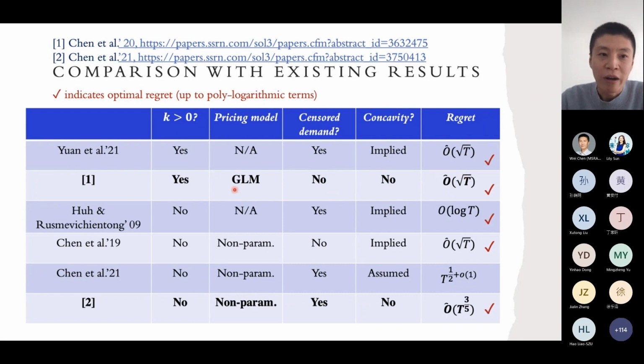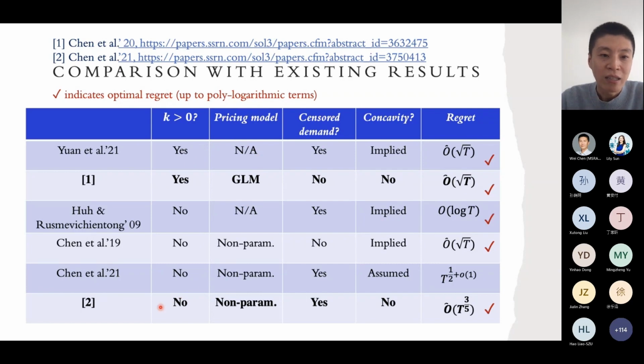And so this is in comparison with the previous work, where the previous authors do not have a pricing model, so that will be a pure inventory control problem. So in this sense, our work extends and generalizes all these previous literatures.